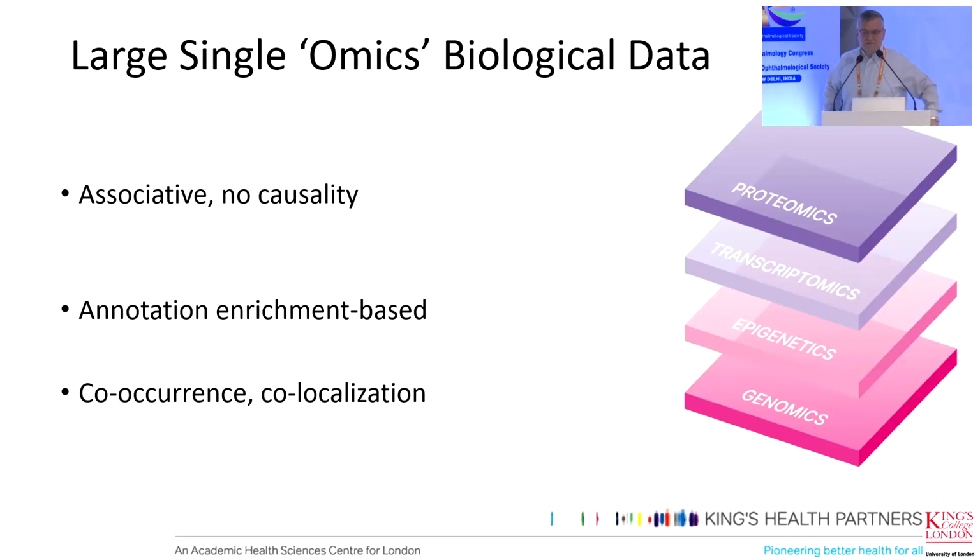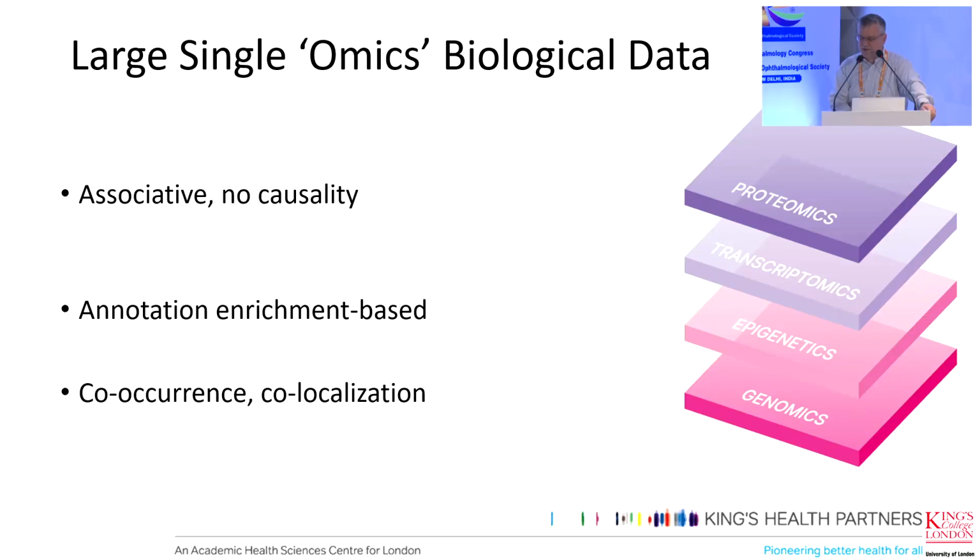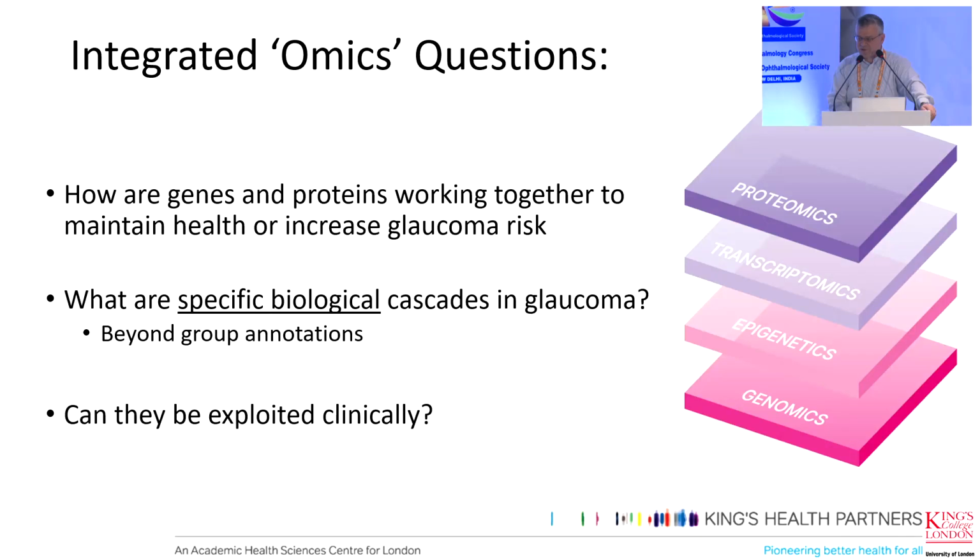And this is not just genetics data. Every single large omics biological data analysis has the same limitation. These findings tend to be associative in nature, so they tell us little about causality. They are annotation or enrichment based, and they heavily rely on co-occurrence and co-localization with little thought about causality. And these are all good questions that integrated omics approaches can answer.